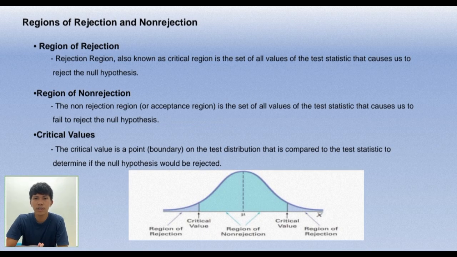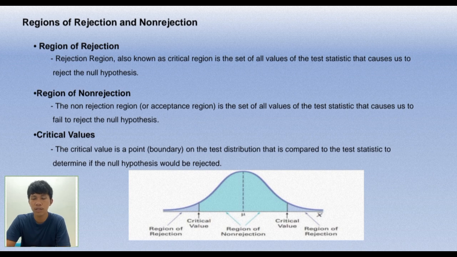Regions of rejection and non-rejection. The rejection region, also known as the critical region, is the set of all values of the test statistic that causes us to reject the null hypothesis. The region of rejection is the range of values for the test statistic that leads to the rejection of the null hypothesis. This region is determined based on the level of significance, which is the probability of making a type 1 error: rejecting a true null hypothesis.